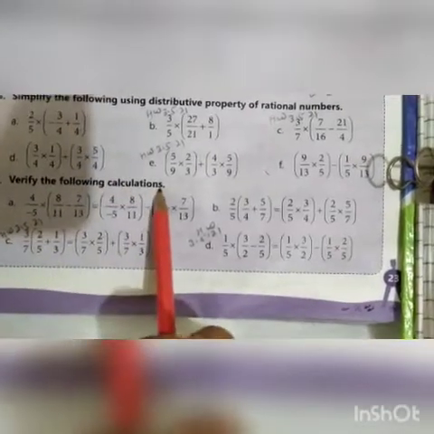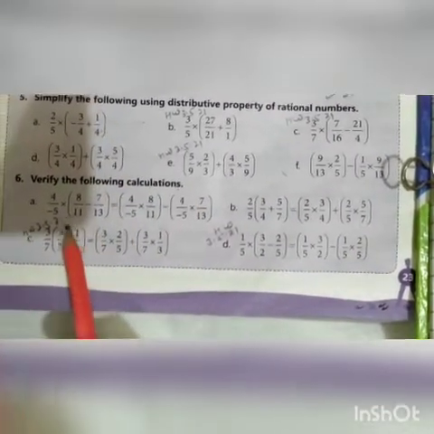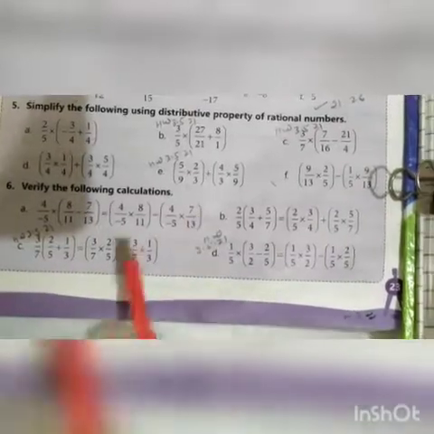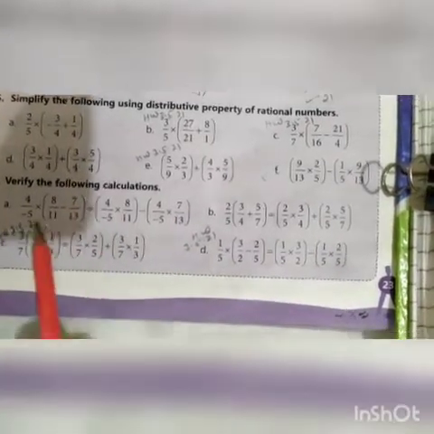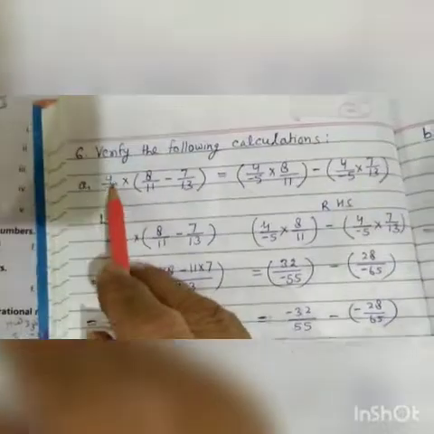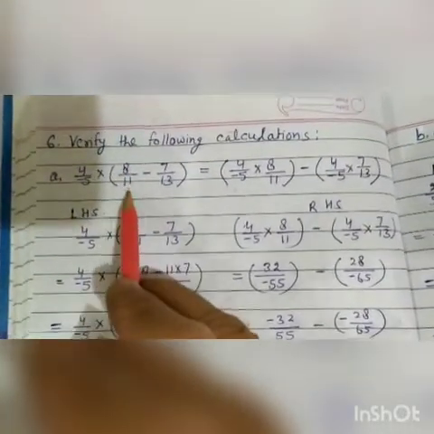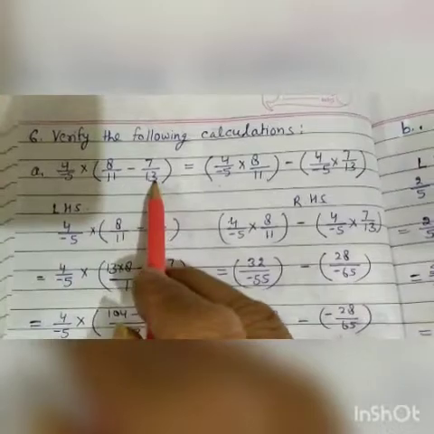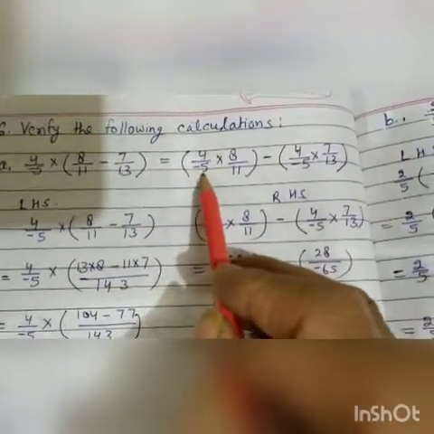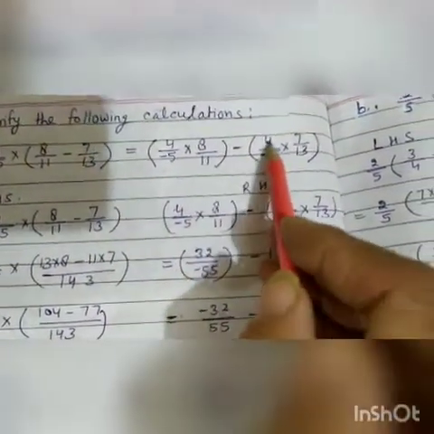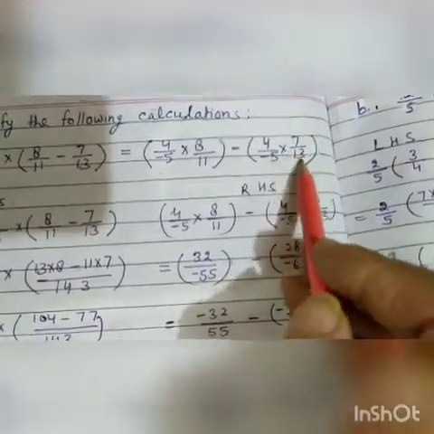Now come to question number 6. In question number 6, verify the following calculations. Students, there are again 4 questions, A, B, C, D parts. I will explain you part 6A and 6B. Remaining C and D you will do yourself. So 6th A is 4 upon minus 5 multiply 8 upon 11 minus 7 upon 13 equal to 4 upon minus 5 into 8 upon 11 minus 4 upon minus 5 into 7 upon 13.